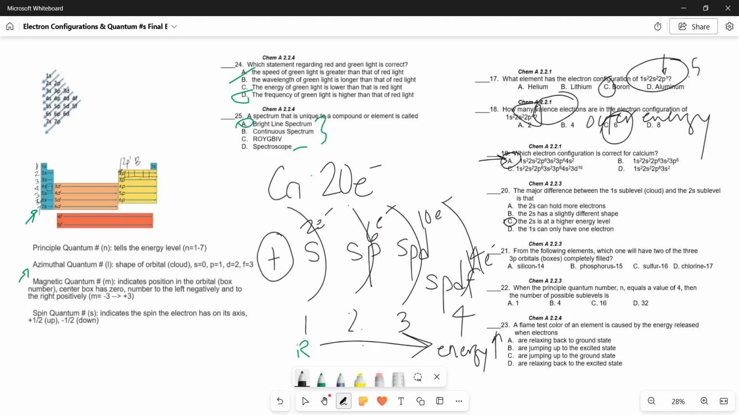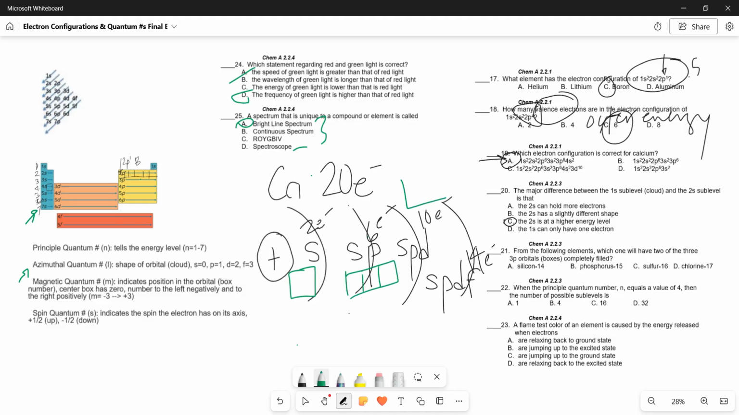From the following elements, which one will have 2 of the 3 p orbital boxes filled? Okay, so let's talk about what that means. These clouds have orbital boxes. The S can have 1 box. The P can have 3. The D can have 5. And I'm drawing these out because I'll be using them in the next question. And then the F can have 7.